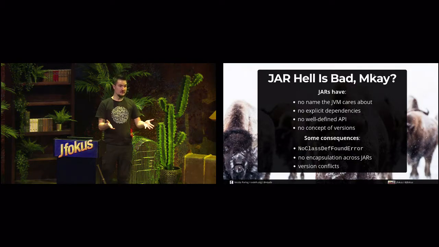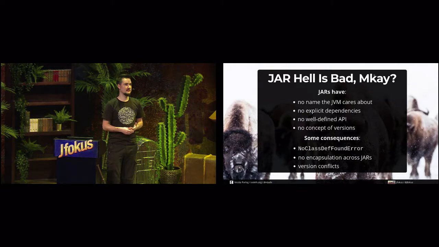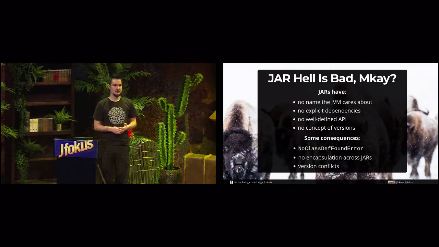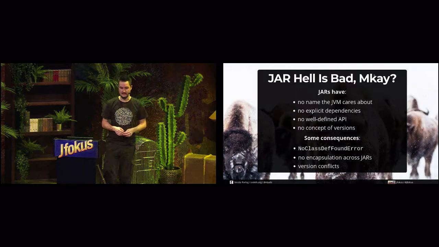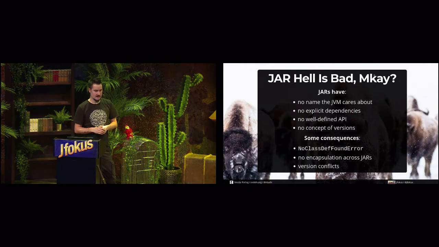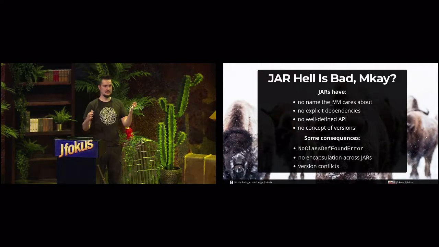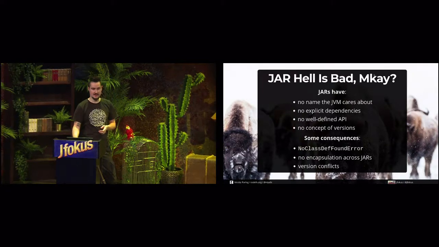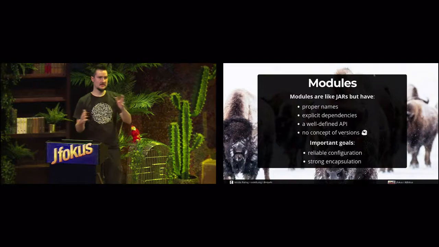Some of the consequences are that at runtime you might find NoClassDefFoundErrors, for example, which means some transitive dependency somehow didn't make it into the class path. You have no way to create a class that is public just within the jar, which is specifically a problem for maintainers of libraries, frameworks or the JDK themselves. And as I said, you have the trouble of version conflicts. If you have two different versions of the same jar on the class path, it's basically a draw of luck what happens.